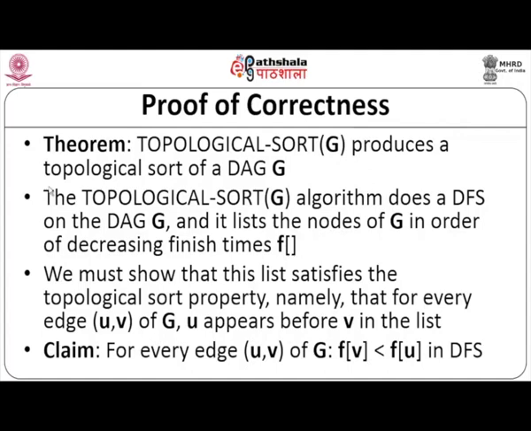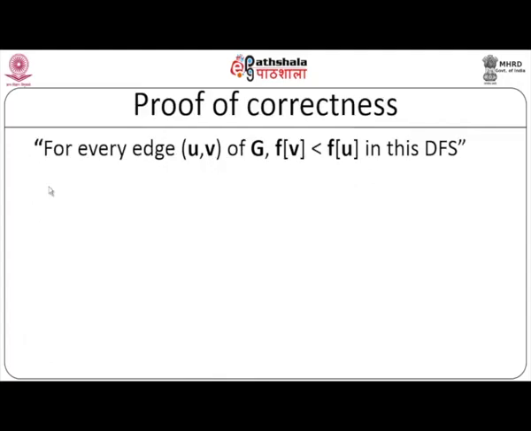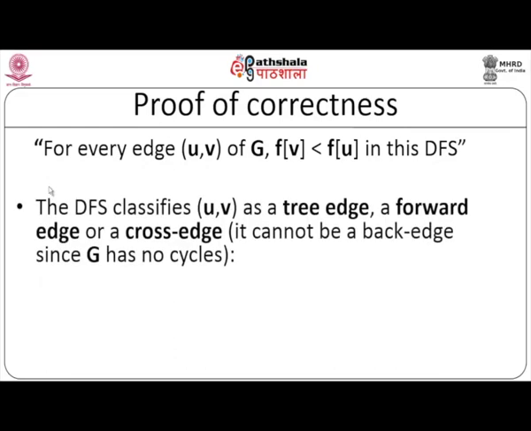Claim: for every edge uv of G, f of v, the finishing time of v, is less than the finishing time of u in the DFS. Remember what the discovery time and finishing time are, which we discussed before. DFS classifies uv as a tree edge, a forward edge or a cross edge. It cannot be a back edge, because as per the definition G is a DAG and does not have any cycles.